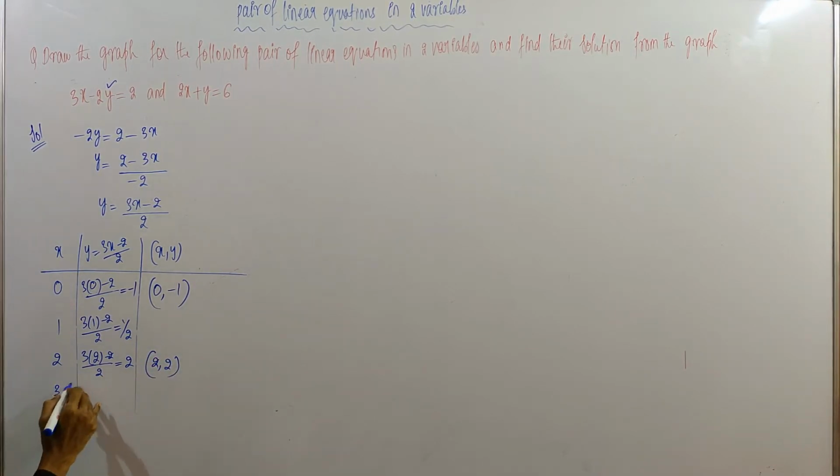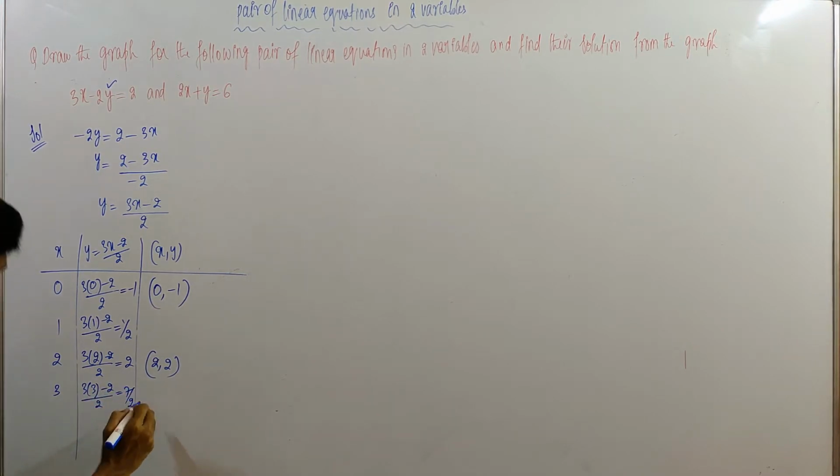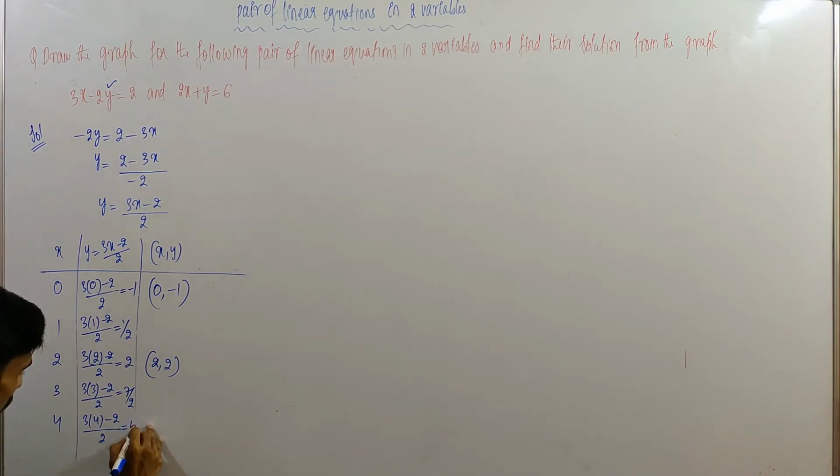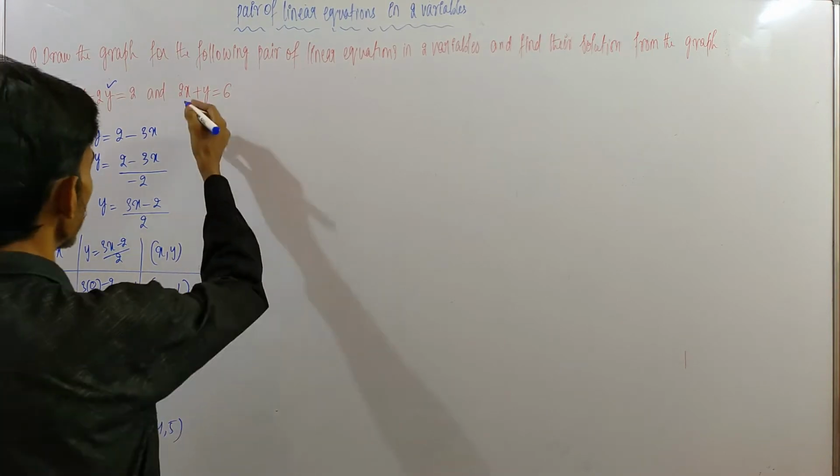Let us take 3 here. Now x value is 3. 3 into 3 minus 2 divided by 2. 3 threes are 9. 9 minus 2 we have 7. 7 by 2. Fraction value. So leave this. Take 4. 3 into 4 minus 2 divided by 2. We have 3 fours are 12. 12 minus 2 we have 10. 10 by 2 is 5. So this value is 4 comma 5. We got some order pairs for x equal to 0, 1, 2, 3, 4. Now let us draw for this equation.